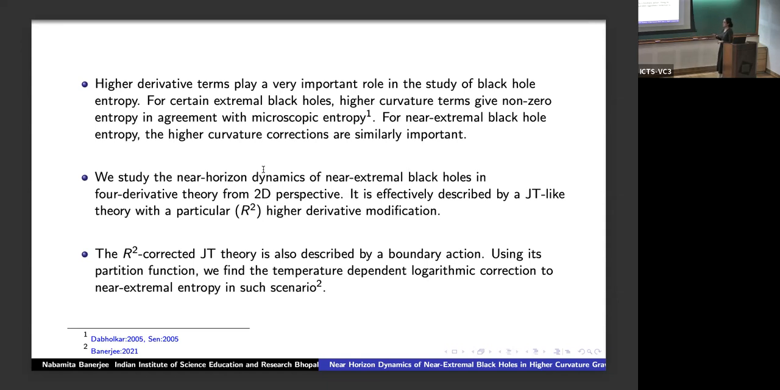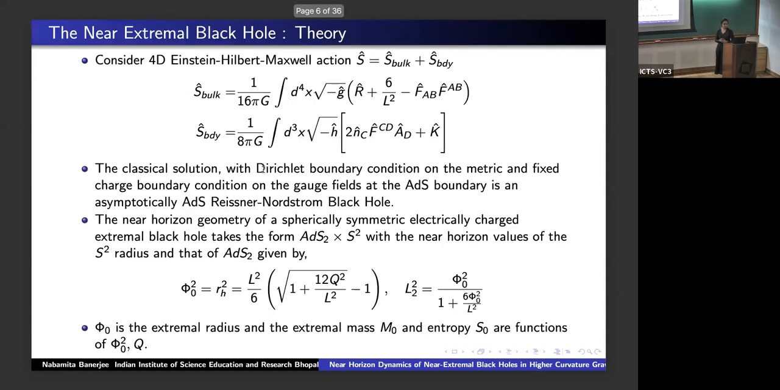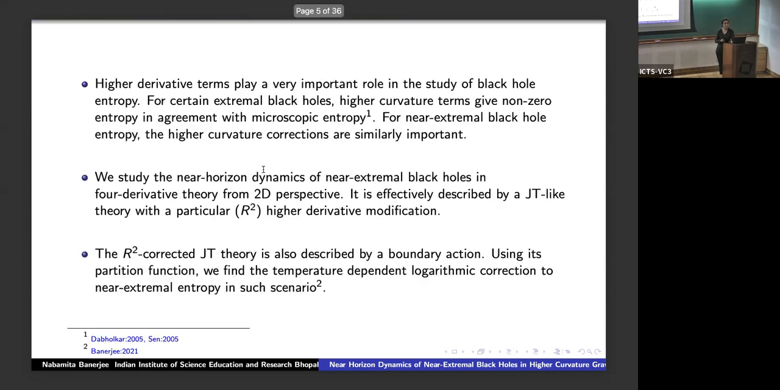And using this, one can compute the partition function even in this case, and we can find the temperature dependent logarithmic corrections to the entropy. So this is what I'll show you in the talk, and then I'll make some comments and more discussion on it. So please feel free to stop me at any point.